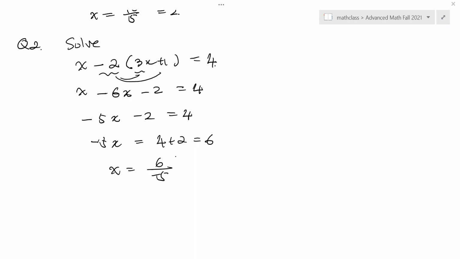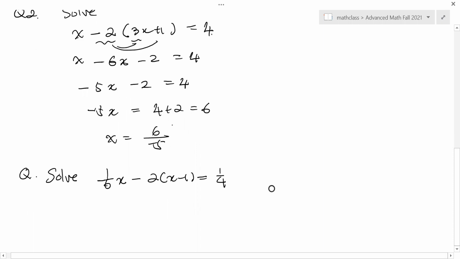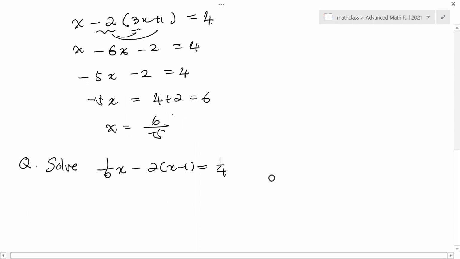All right, so take a look at the next problem. Now, that's another complicated problem, but we have to be very careful when you do the computation. So 1/6 minus 2x minus 1 equals a quarter. Okay, so to solve this problem, see, some coefficients are fractions. So the easiest way to solve this problem is to get rid of the fractions first, right?